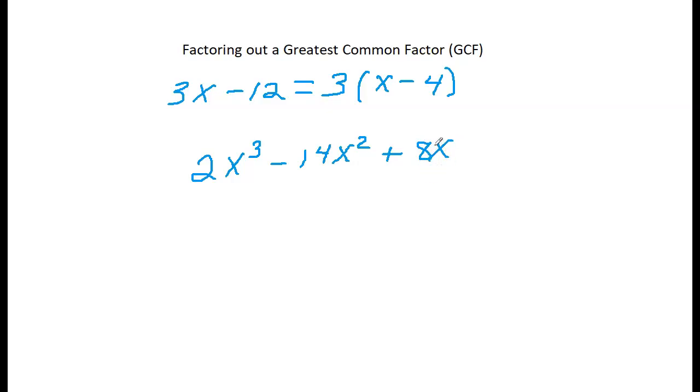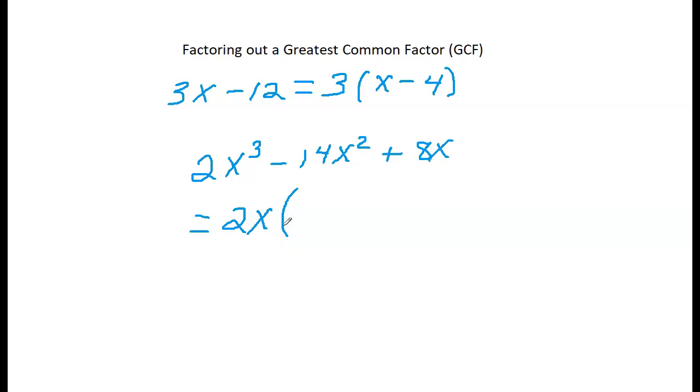Well, if I look at these, all of these can be divided by 2. And every one of these terms has an x. So I can factor out a 2 and an x. So I'm going to factor out both a 2 and an x. I'm going to write parentheses, and then I just divide each of these by 2 and x.